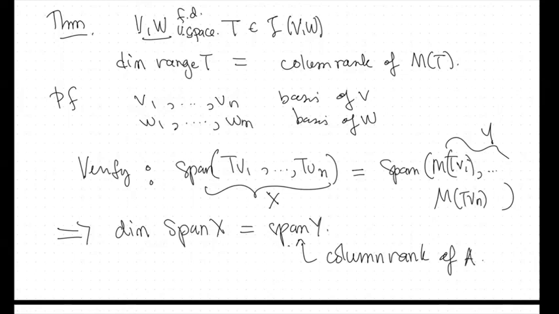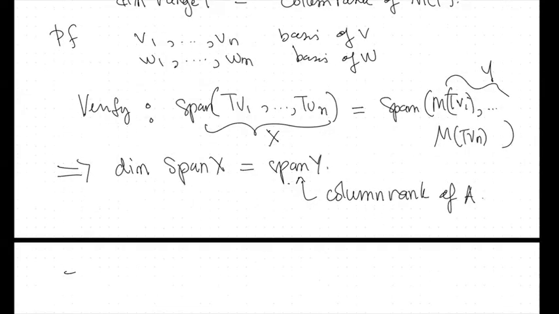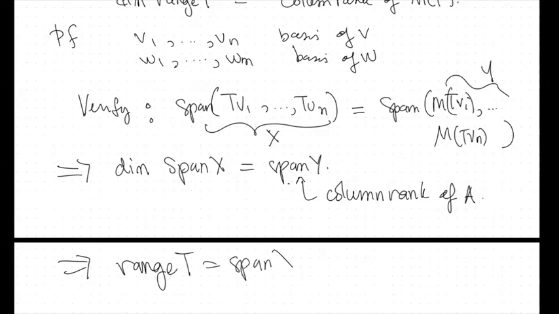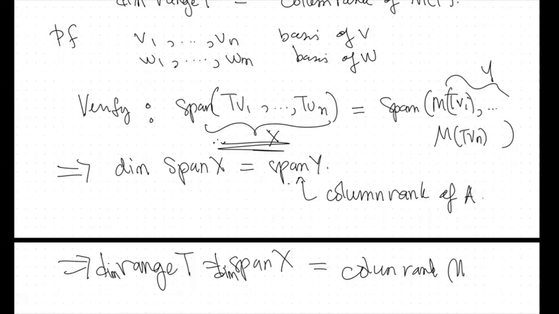And this means that the range of our linear map T, given by the span of X, here is our X, is just equal to... because they are of the same dimension, the dimension of the span of X is equal to the column rank of the matrix of the linear map T, as desired.